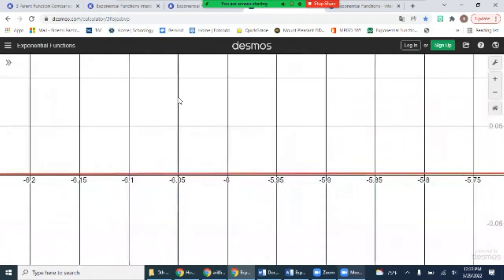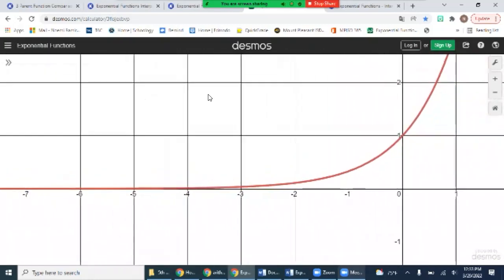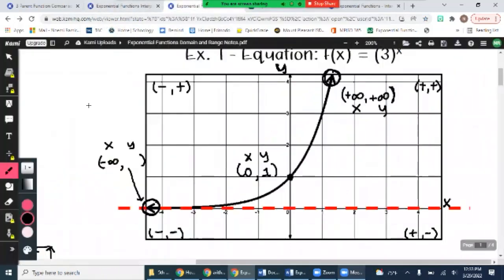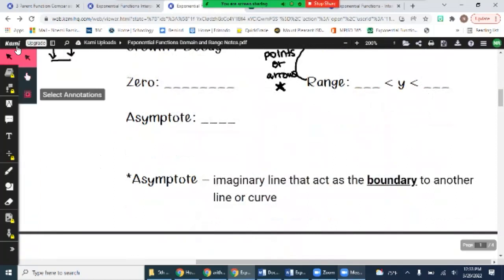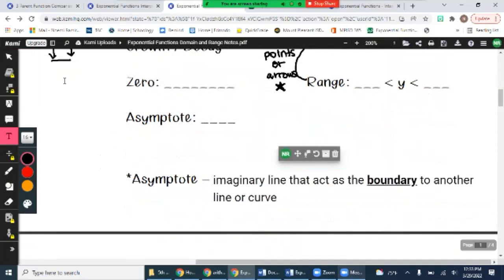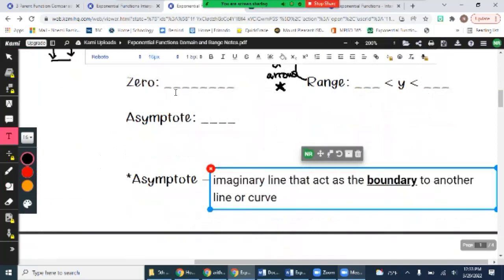And that is all thanks to that dotted line. That dotted line that I've already graphed for you will not always be there. It's an imaginary line that is called an asymptote. This dotted line right here is called an asymptote, okay? An asymptote is an imaginary line that acts as a boundary to another line or a curve. You can have asymptotes with linear equations or linear functions, and you could have asymptotes with quadratics. It acts as a boundary to another line or curve.